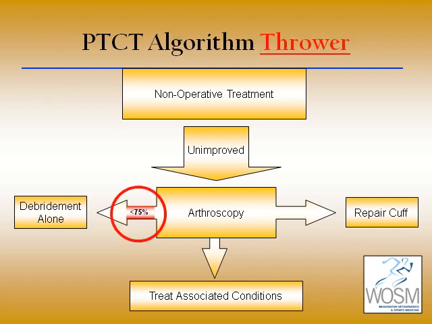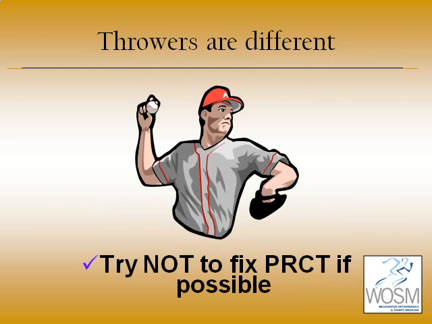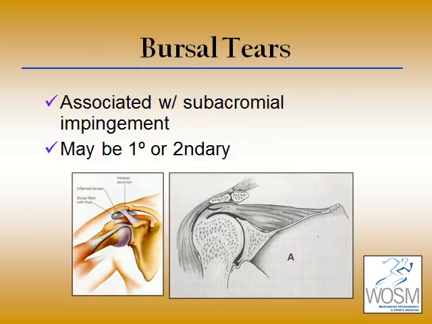In a thrower, our threshold for repair is different. If they have less than 75% involvement of the tear, we're going to debride them alone. If the tear exceeds 75% of the thickness, then we're going to probably be forced to repair the cuff. And this may change depending on the athlete's age, degree of impairment, and goals. Of course, we also treat associated conditions. Throwers are different. We try not to fix partial cuff tears if possible because of the results.